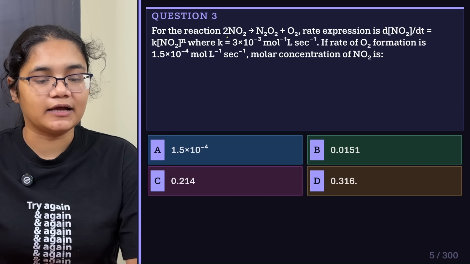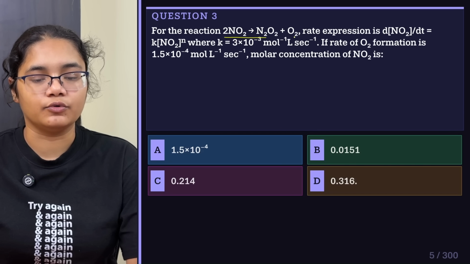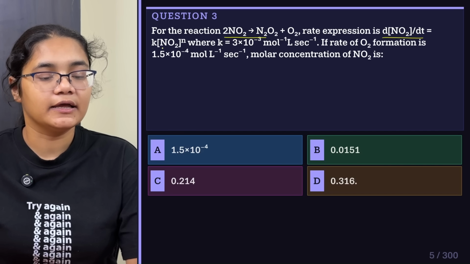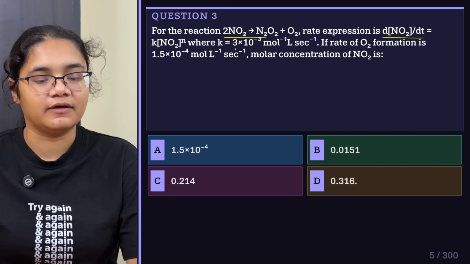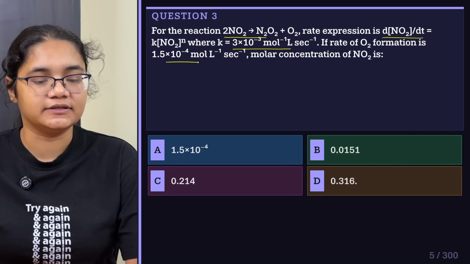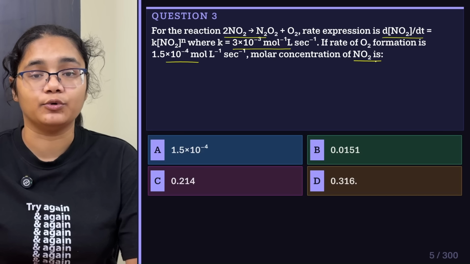Next question, for the reaction 2NO2 gives you N2O2 plus O2, the rate expression of dNO2 by dt is equal to K into NO2 to the power of n, where the K value is given. If the rate of O2 formation is this much, then the molar concentration of NO2 is.